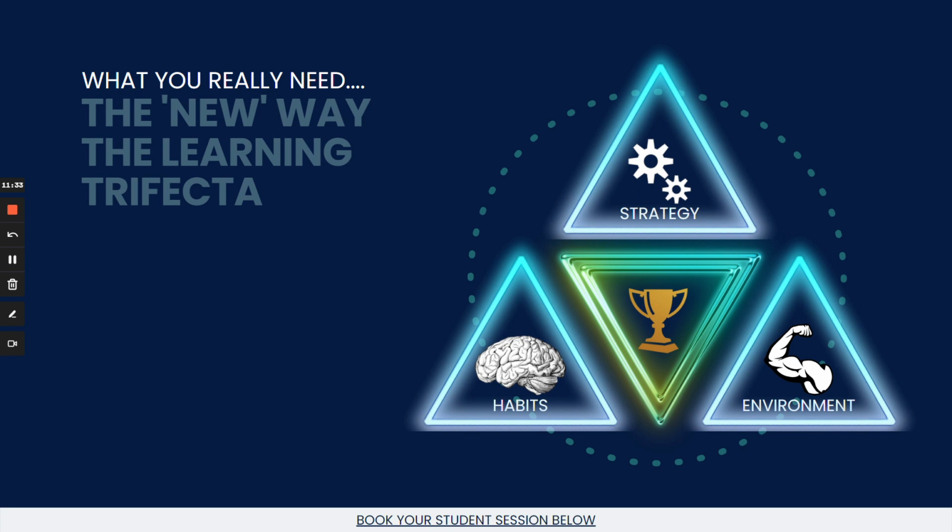And the last thing that we have in the learning trifecta is environment. Again, here at the math cheat code, we're going to help you develop an environment that will aid you or your child in scoring an A on the ACT or SAT math.